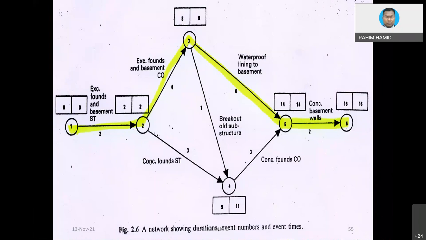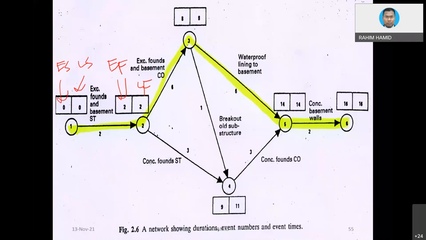Let's say we do have one small project. The network diagram is already given, the arrow diagram. It shows the early start, the early finish, the late start, and the late finish dates. The one I marked yellow is on the critical path. Let's say we already completed the calculation of this.